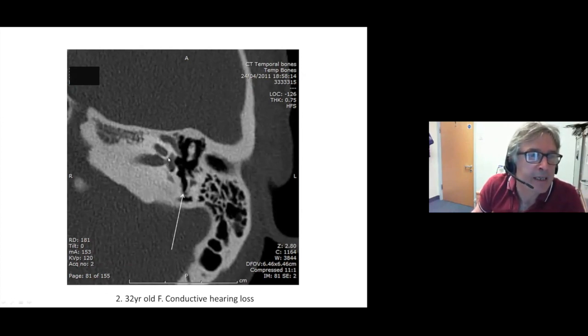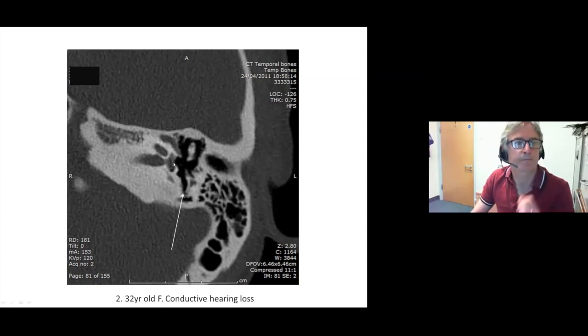Okay, here is our oval window niche. So this is the lower part of the vestibule. We've got a lucency here. That should be nice crisp bone, such as the bone here, but it's not. We've got a lucency here, and it's encroaching onto the footplate of the stapes, which is why they presented with conductive hearing loss. So typical location and appearance of fenestral otosclerosis.